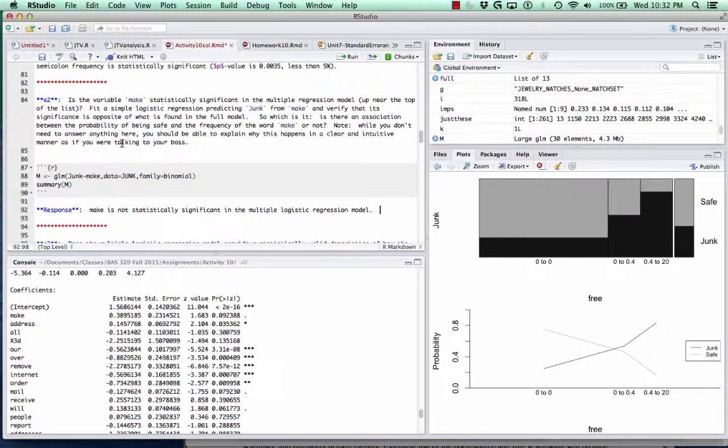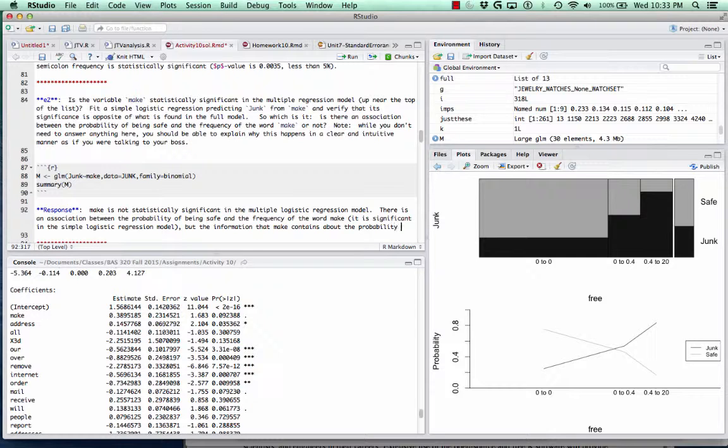While you're not expected to answer anything here, you should be able to explain why this happens. So there is an association between the probability of being safe and the frequency of the word make. It is significant in the simple logistic regression model. But the information that make contains about the probability must be redundant with the information provided by the other predictors.